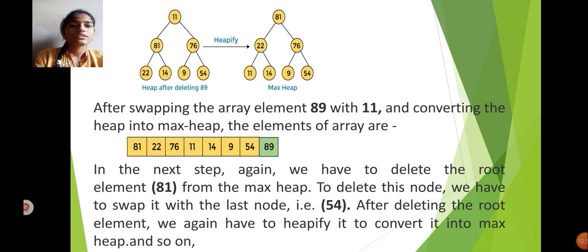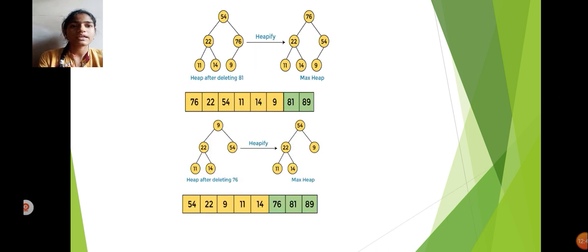In the next step, again we have to delete the root element 81 from the max heap. To delete this node we have to swap it with the last node, 54. After deleting the root element, we again have to verify it to convert into a max heap, and so on. Here the root element is 81 and the last element is 54. We delete 81 and make it fixed in the array, and then take 54 as the root element, deleting that element.